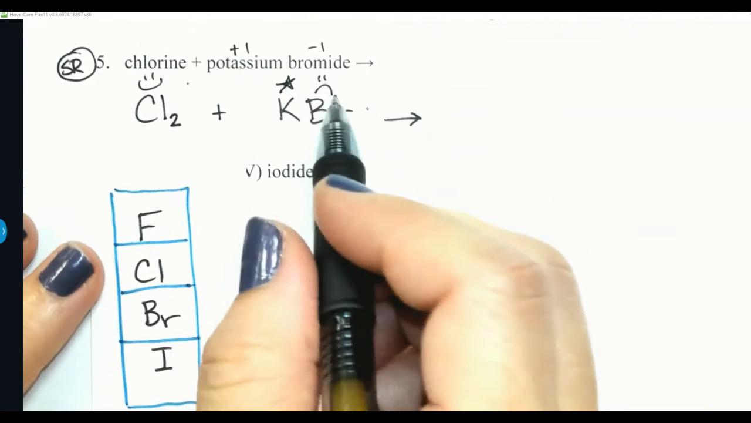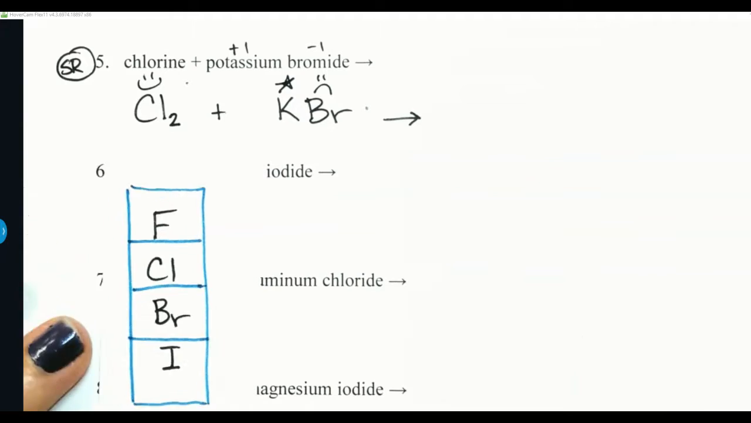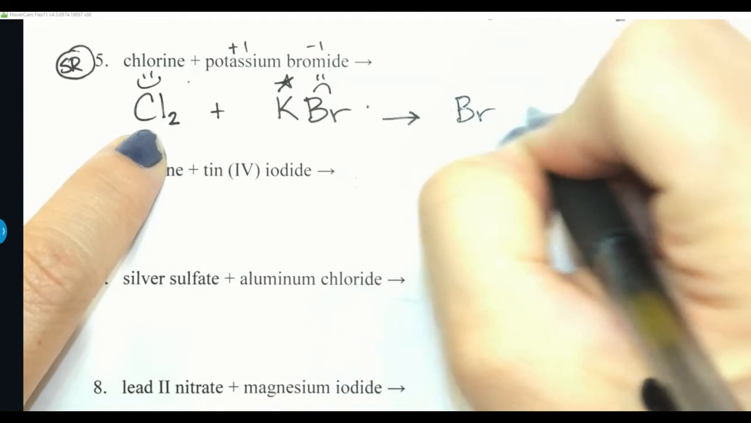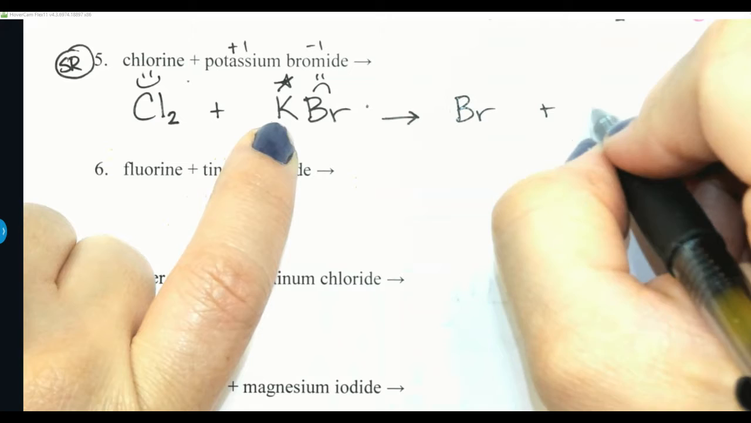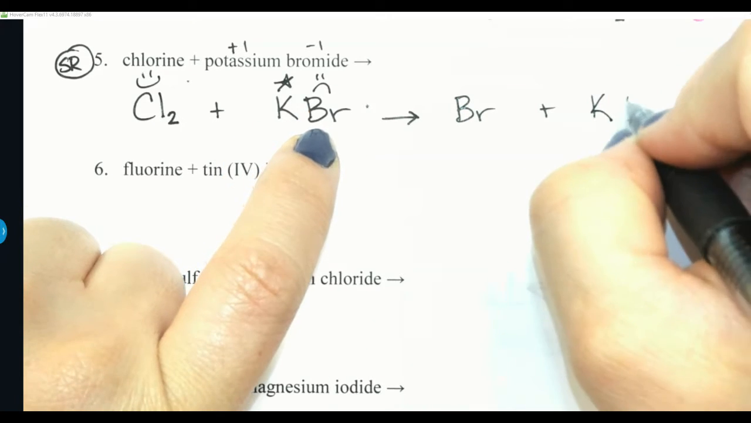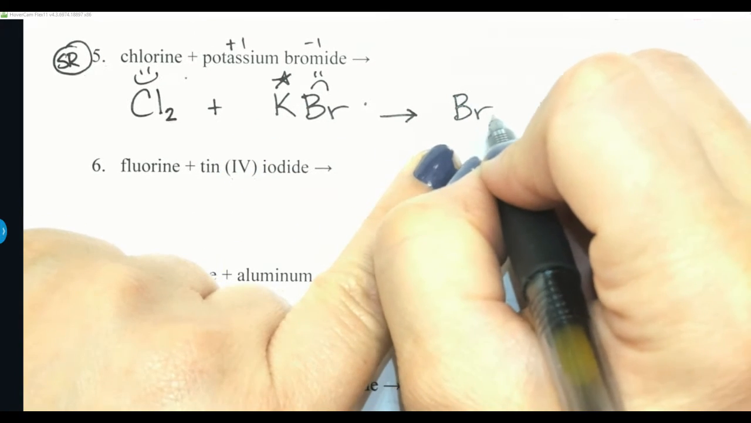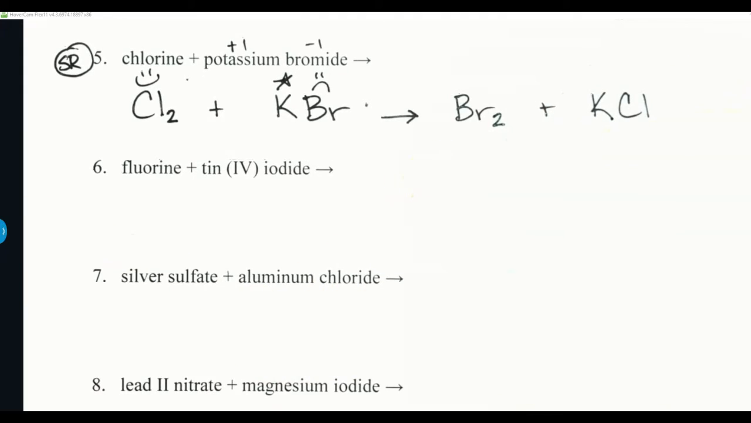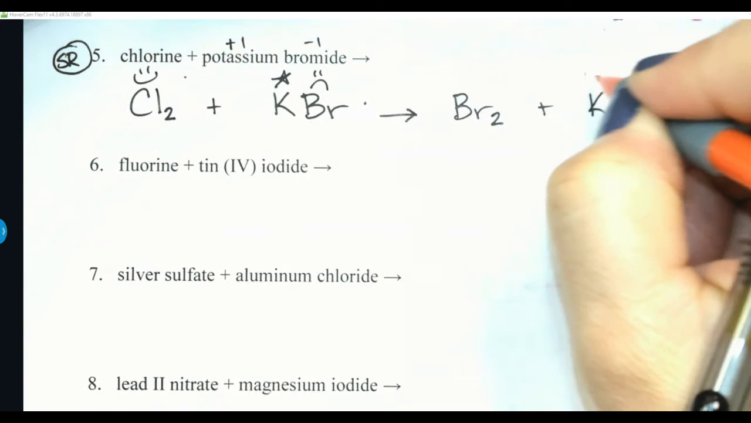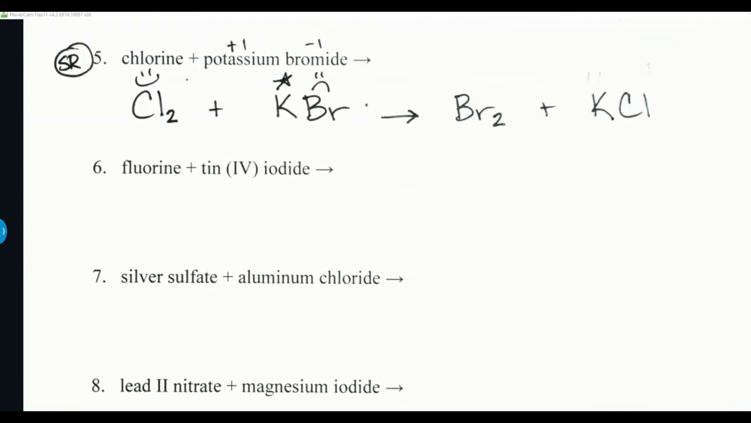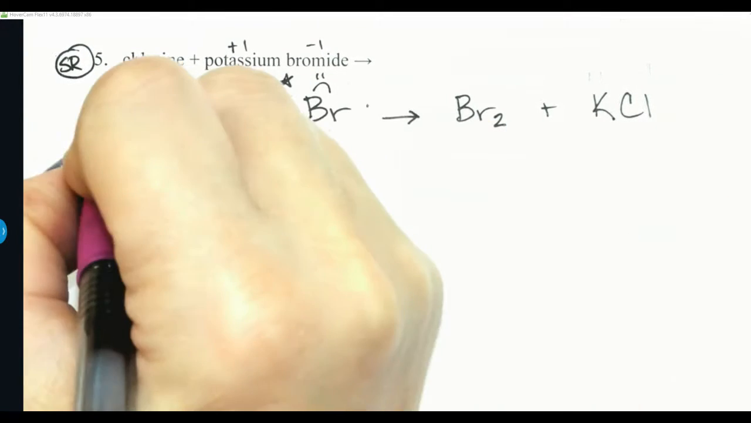And so we are going to switch the chlorine and the bromine. So our products are going to be the bromine is by itself, plus, and the K is going to be with the Cl instead. And now over here, is this a diatomic? Yes, it is. And then the charges of potassium is +1, chloride is -1. Those are going to cancel, so we're finished with our charges. And now we can balance our coefficients.